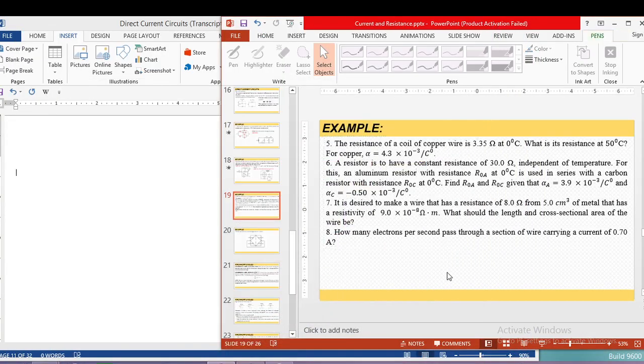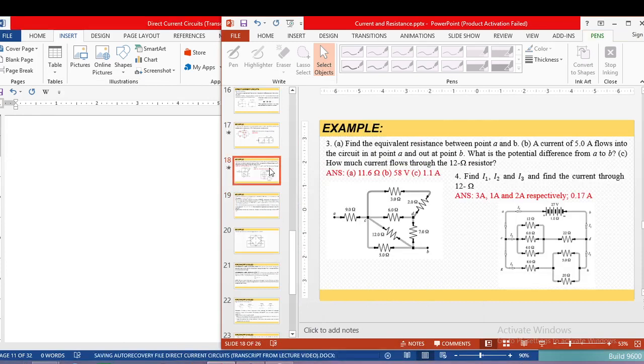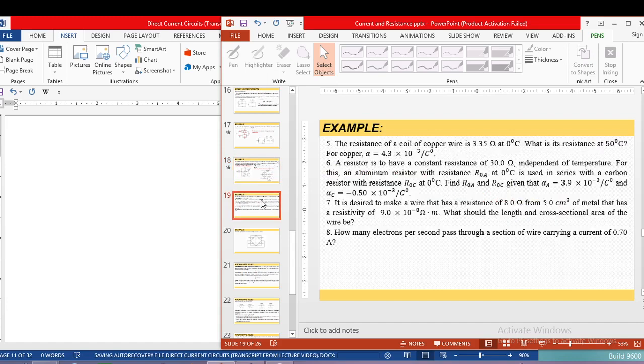Okay, so let's continue our discussion about DC circuits. We already answered number 3 and number 4. Let's have more examples, but this time about DC circuits. So let's answer this one about resistance dependent on temperature and the definition of current.